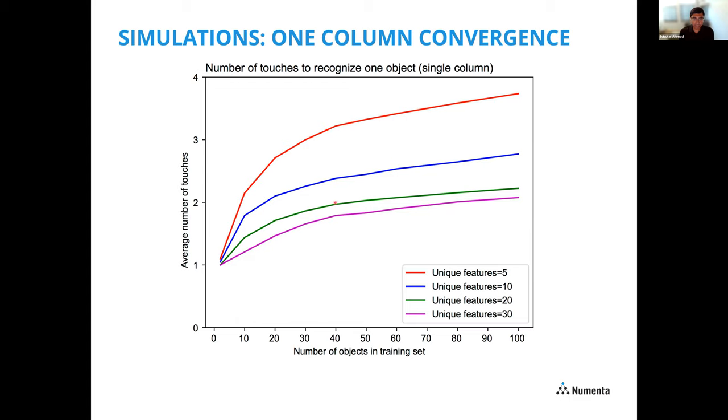So if you look vertically here, if you only had 5 unique features available, it would take you longer. Whereas if you have 30 unique features, you can understand that each feature is going to narrow things down a lot more. So when you have a fixed number of objects, let's say 40, and you have 30 unique features, you'll barely take more than one touch to recognize it. Whereas it might take you 3 touches with a cortical column. So there are 2 different factors here: how many objects you have learned in the cortical column and how unique the features are.